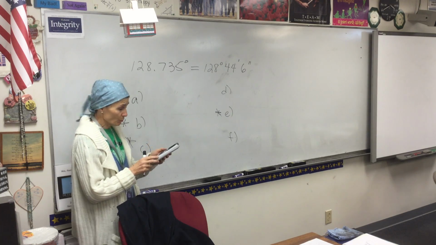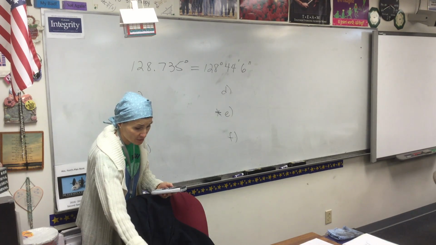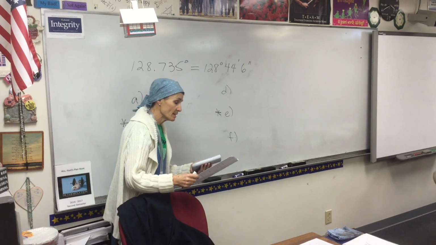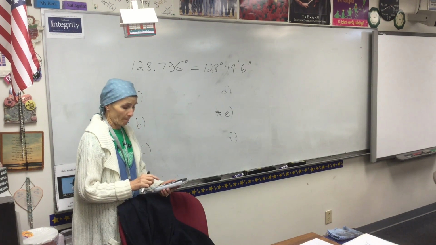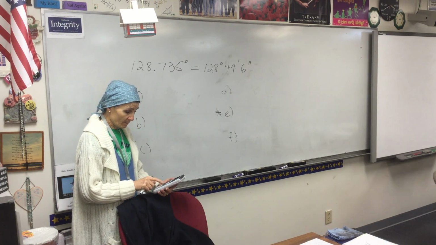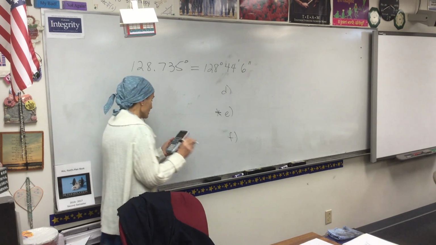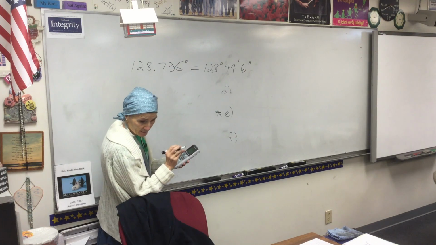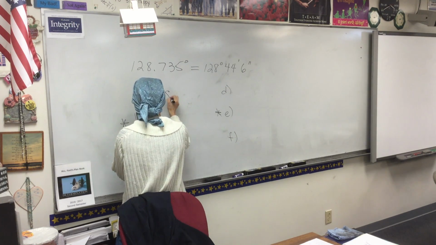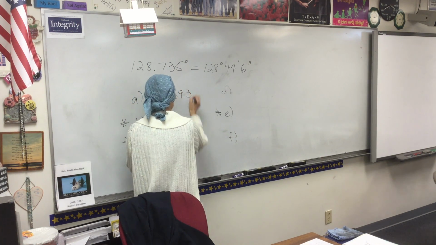Now, let's go ahead and do the ones I don't have starred. We're going to save the starred ones. So A says cotangent 311. How do I type that in? 1 divided by tangent 311. So negative 0.8693.